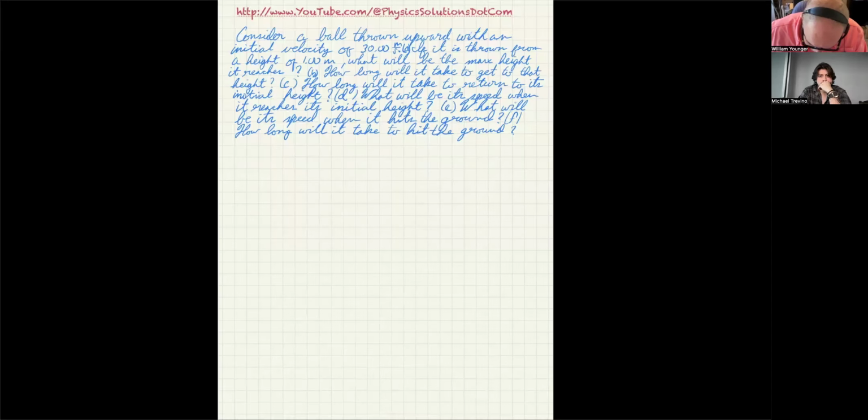I apologize, I did all this in my handwriting, and I did it just a few minutes ago, so it's not that clear. But it says, consider a ball thrown upward with an initial velocity of 30.00 meters per second. If it is thrown from a height of 1 meter, what will be the max height it reaches? How long will it take to get to that height? That's part B. Part C, how long will it take to return to its initial height? D, what will be its speed when it reaches its initial height? E, what will be its speed when it hits the ground? And F, how long will it take to hit the ground?